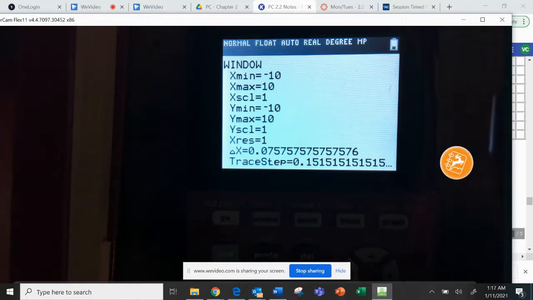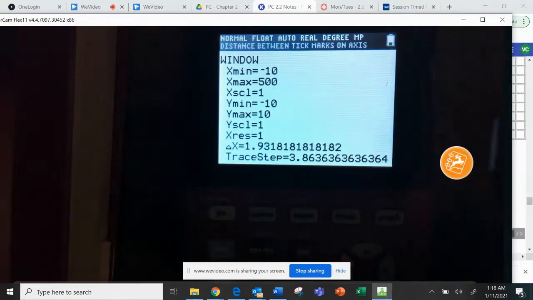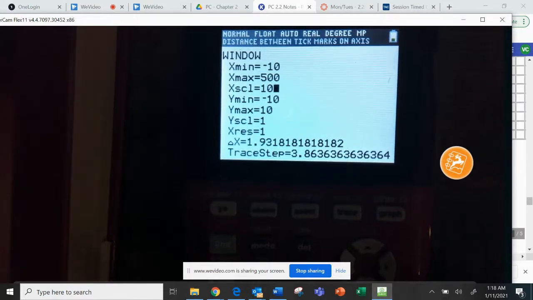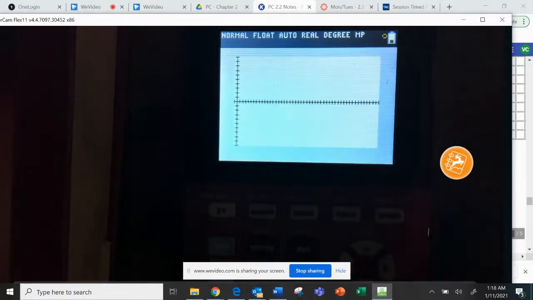And then the maximum has to be at least 300. Let's try 500. I really have no idea. I haven't done this problem since last year. For my scale, I'm just going to count by tens. That's probably too small, but we'll find out. All right, I'm going to leave my y min and y max the same. Let's see what the graph looks like now.